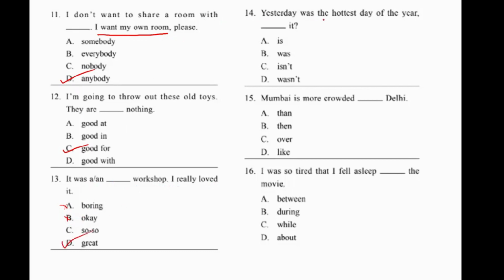Next, yesterday was the hottest day of the year. Dash it. So here you are given a sentence. It is in the positive way. We have to use the negative question tag here. And the helping verb here is was. So make a question tag using this helping verb in a negative way. So it is wasn't it? Okay. Yesterday was the hottest day of the year, wasn't it? So option D is our correct answer.